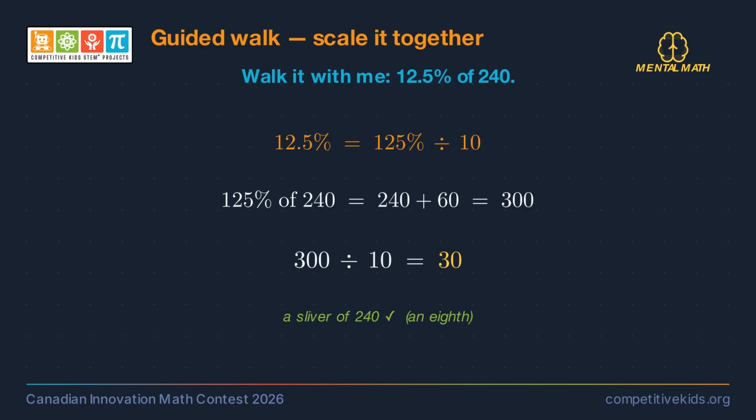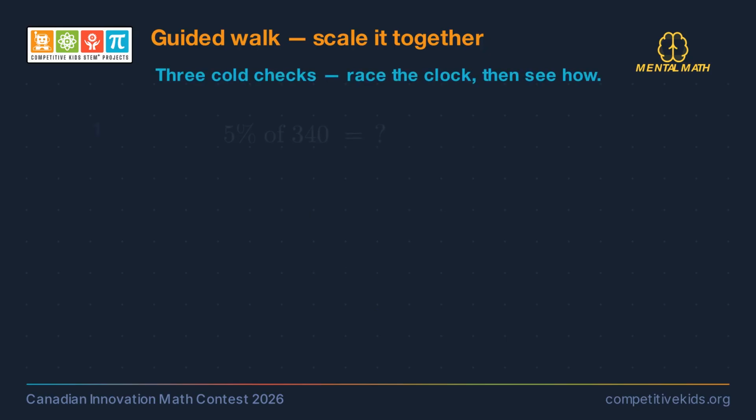Now your turn. 3 cold checks. Race the clock, then watch the method.